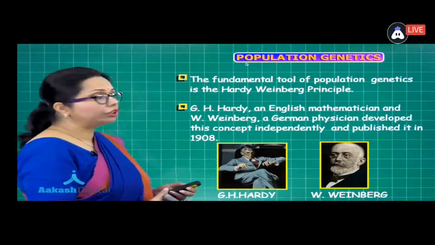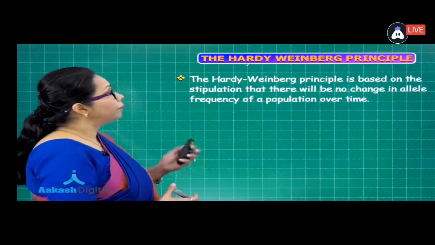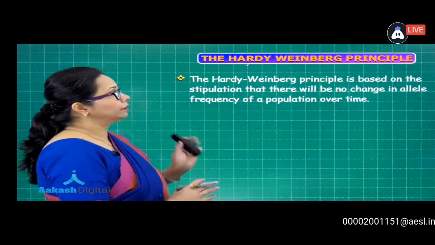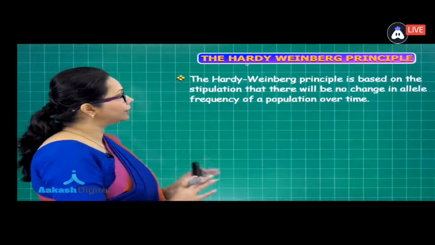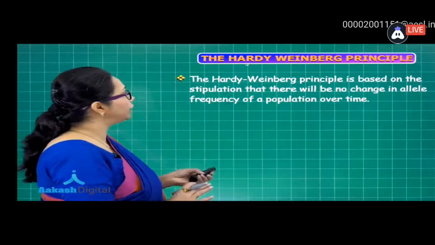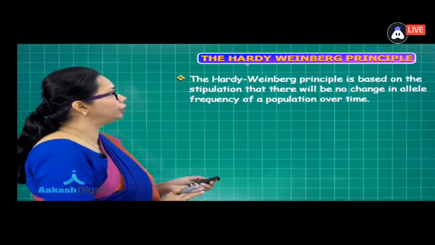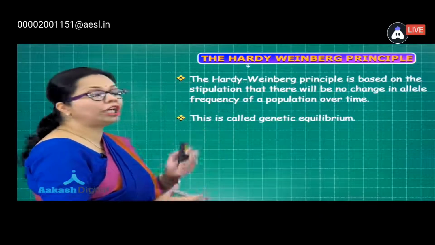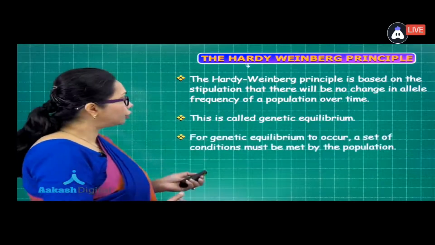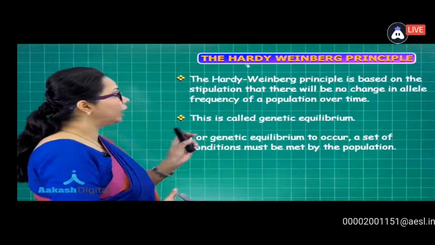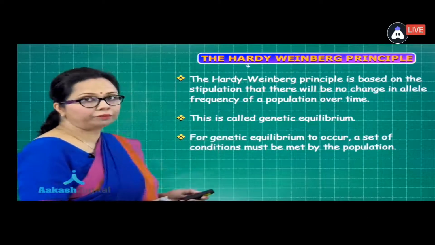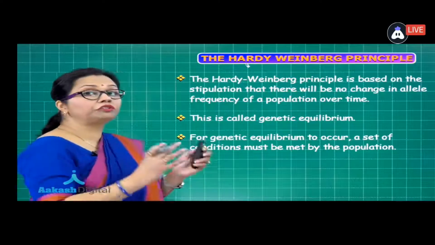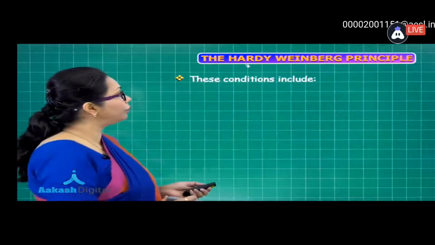Now, according to this Hardy-Weinberg principle, it is based on the concept that there would be no change in the allele frequency in a population over time. That means a population is going to remain in equilibrium. And this would be possible only if certain conditions are met. And what are those conditions which will maintain a population in equilibrium?